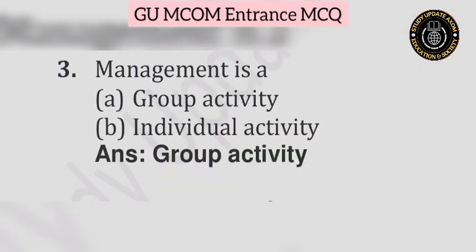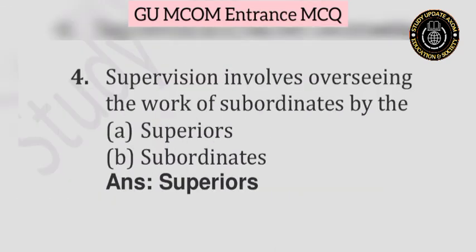Question number 3. Management is a option A. Group activity. Option B. Individual activity. Answer is group activity. Question number 4. Supervision involves overseeing the work of a subordinate by the option A. Superior. Option B. Subordinates. Answer is superiors.